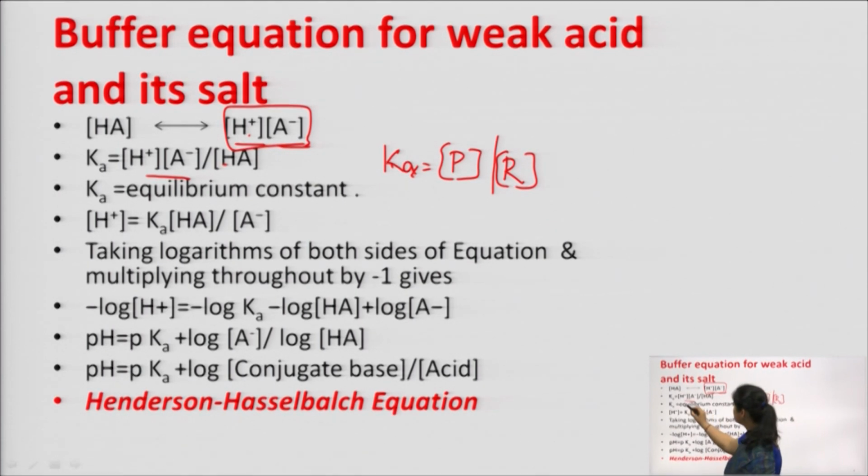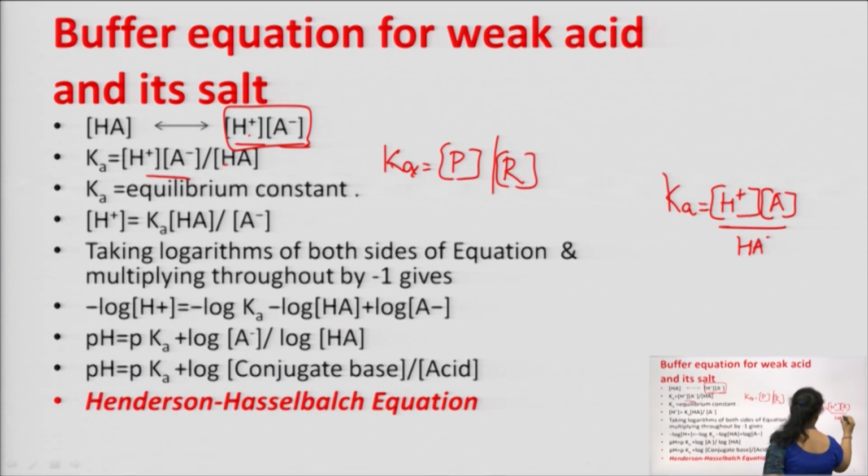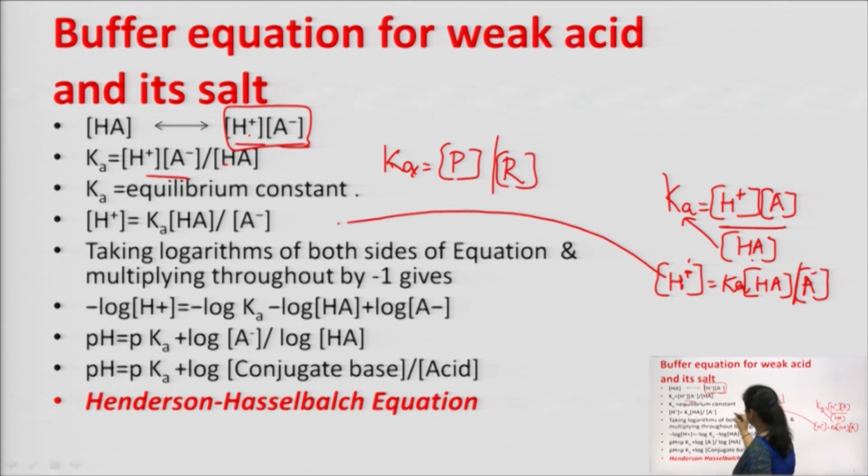Now, I can do the half cross multiplication of this equation. Let me summarize it here. Ka is H plus into A negative upon HA. Now, half cross multiplying this equation, I can give this HA into the place of Ka and divide it by A negative. I am left with what? H plus is equal to Ka into HA upon A negative. This is the equation here.